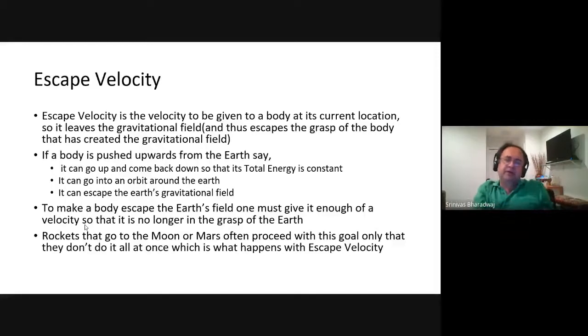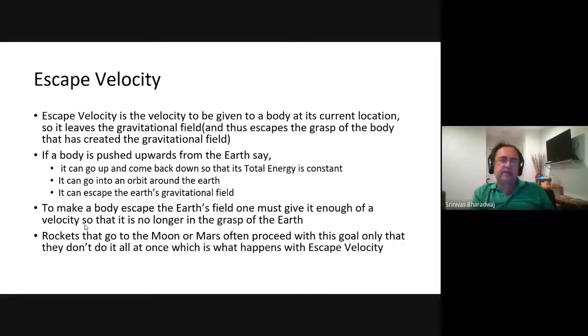Some bodies, if you throw them far enough and give them a little bit of horizontal velocity, go into orbit. That is, you're giving it orbital velocity. Now, you can also give it so much energy that it escapes the gravitational field of the body. So how much energy should you give? Equivalent to the gravitational potential energy. Your total energy should exceed the gravitational potential energy.